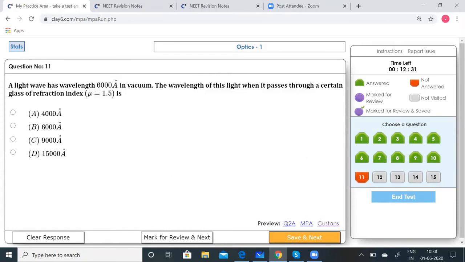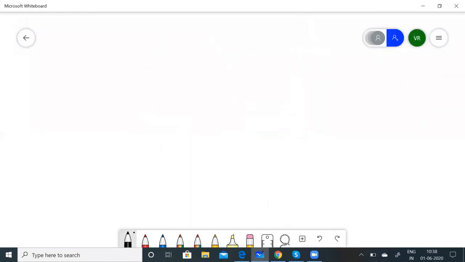A light wave has wavelength 6,000 angstrom in vacuum. The wavelength of this light when it passes through a certain glass of refractive index mu is equal to 1.5 is what? Let's quickly solve that. Same way, you can also say mu1 by mu2 is equal to lambda 2 by lambda 1, where mu1 is going to be the refractive index of air and mu2 is going to be the refractive index of glass. Lambda 1 is the wavelength in air and lambda 2 is the wavelength in glass.